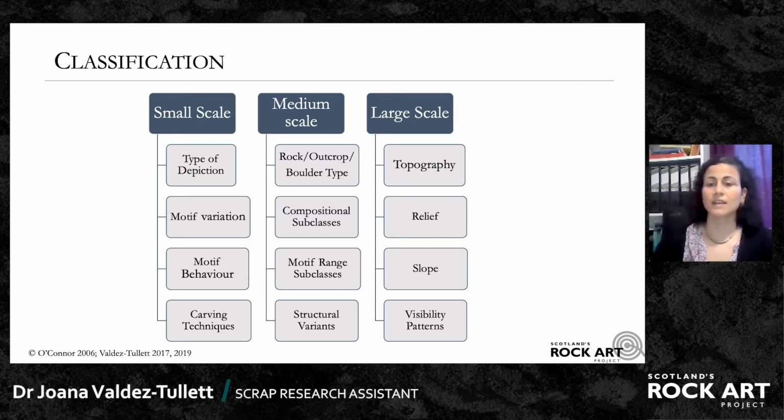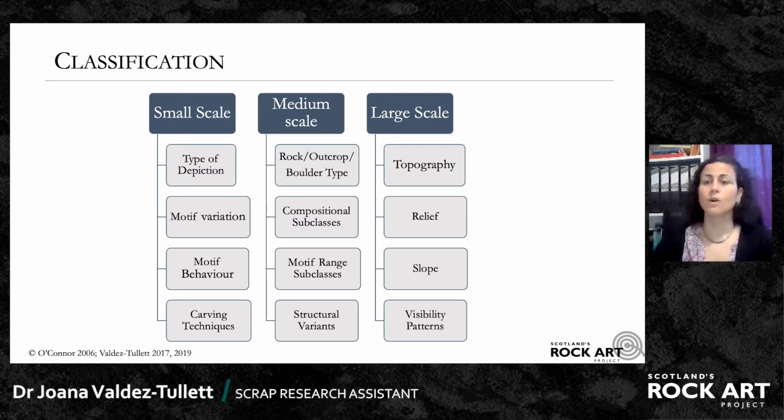So as I mentioned, at a small scale, these categories and their variants focus on the morphology of the motifs and their making, the shape of the images, their structure, the grooves, and the carving techniques. And this is where the digital recording and the 3D models were particularly useful and important because they enable us to identify small details that are very difficult to visualize with a naked eye.